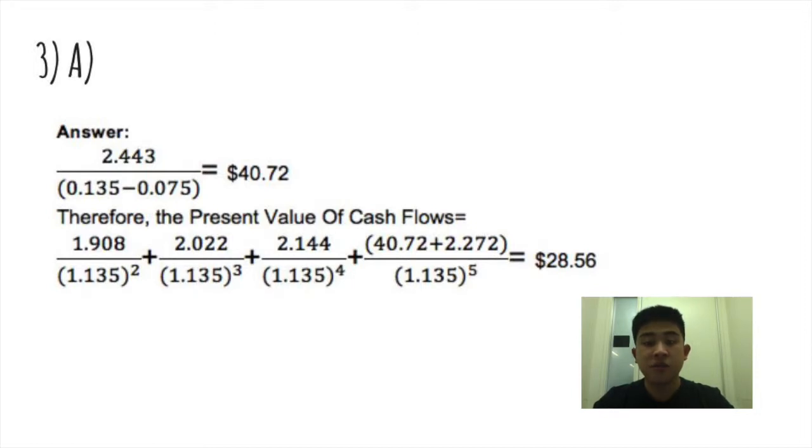And as you see from my calculations of the present value of cash flows, we get a value of TICO stock price on January 1st, 1992 of $28.56.